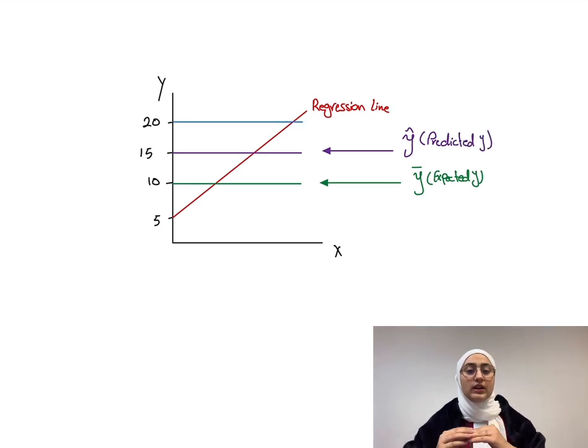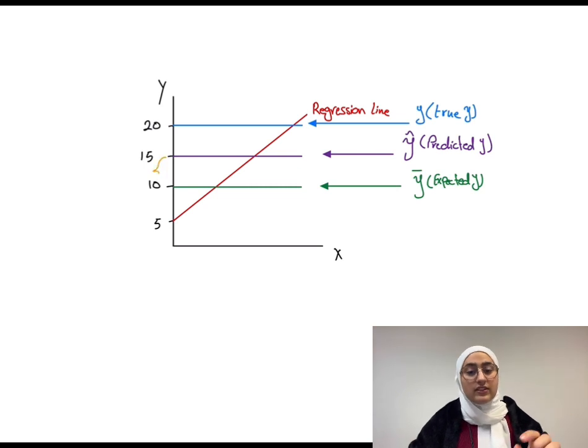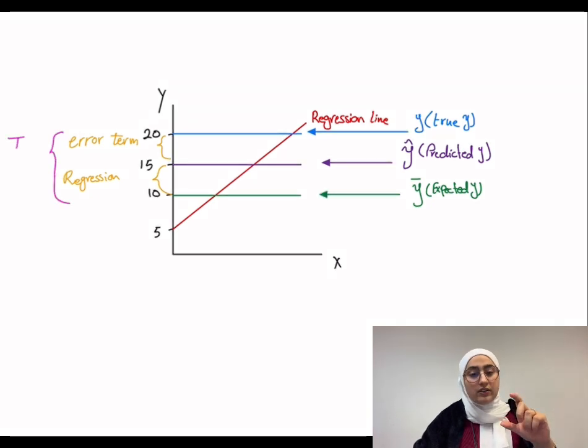Finally, we have drawn a line which is above the y bar and the y hat, and it's called y or the true y. We can see that the difference between the y hat and the y bar is called regression or explained variation, and the difference between the true y and the y hat is called the error term or residual, or in another term, unexplained variation. The difference between the true y and the y bar is called the total variation, and it consists of the explained and unexplained variation. So let's recap what we have seen in the video.